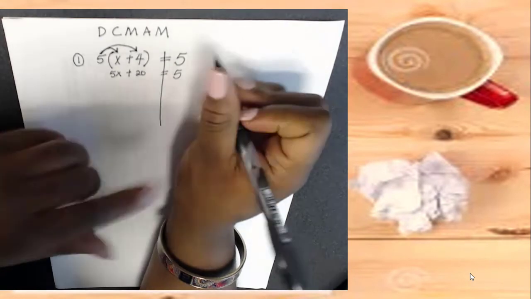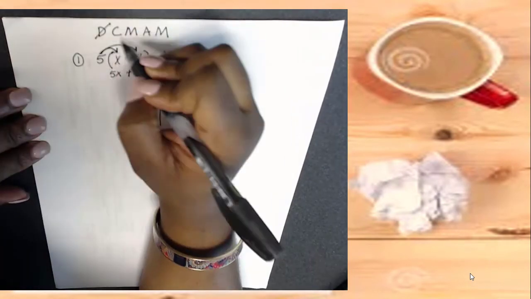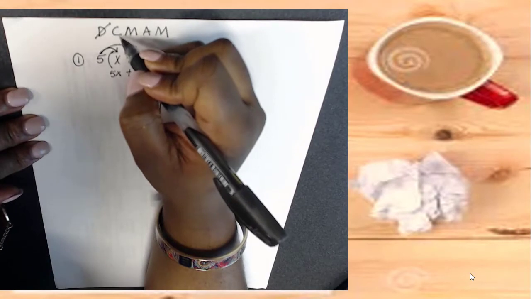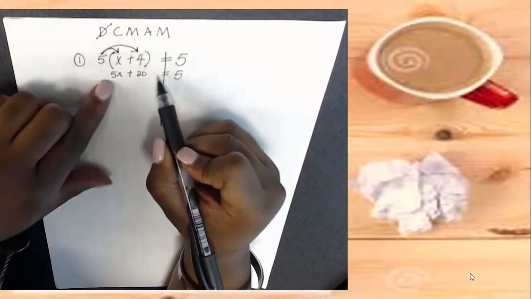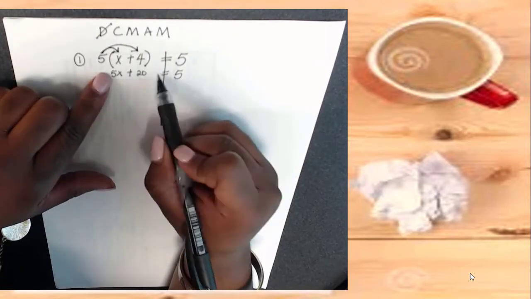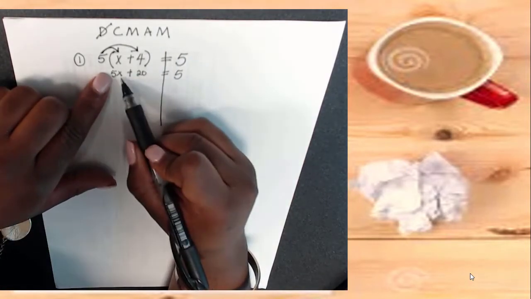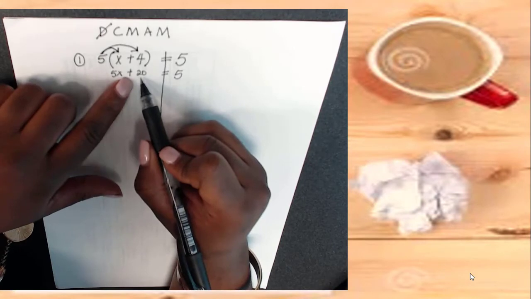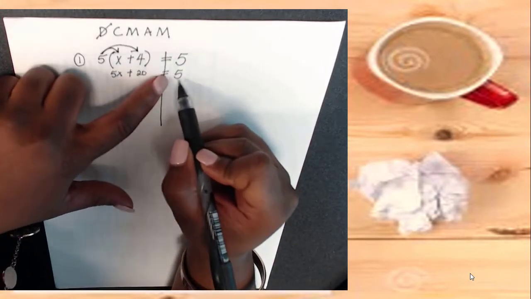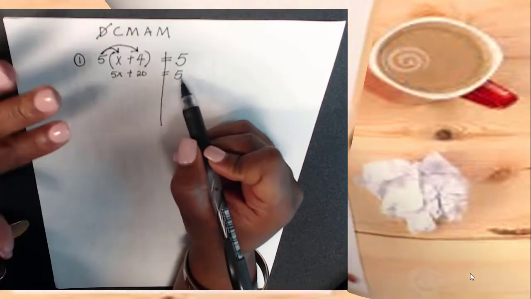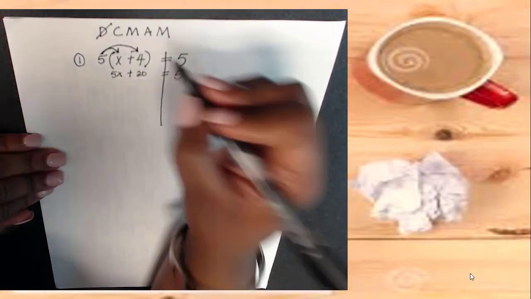No. Since we're done with distributing, we're going to go to the C, which stands for call or combine like terms. On the left side of the equal sign, we don't have like terms. We have this 5x, which has a variable, and the positive 20, which is a constant term. And on the right side, all we have is just a constant term, 5. So we're done there.